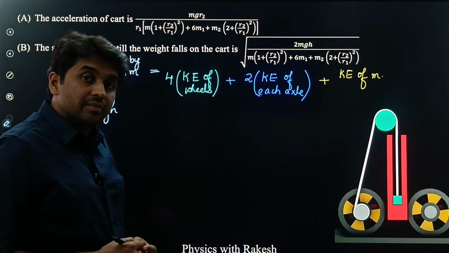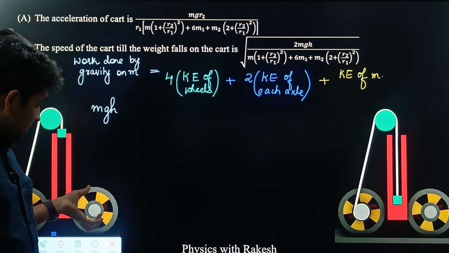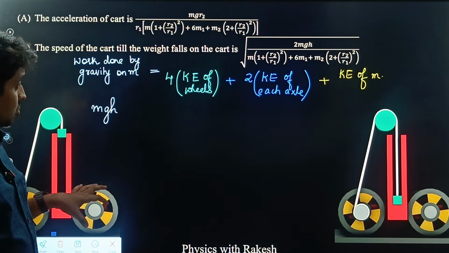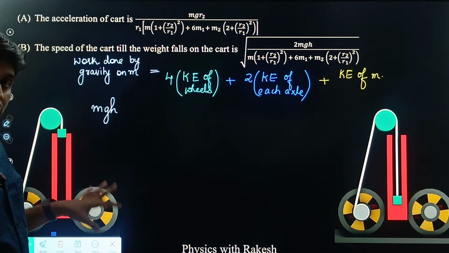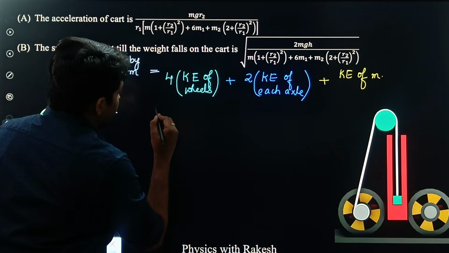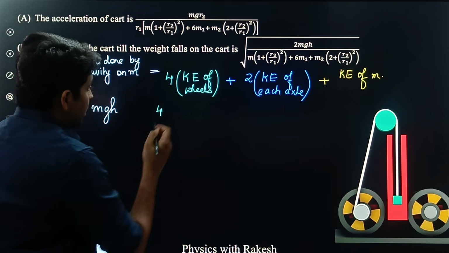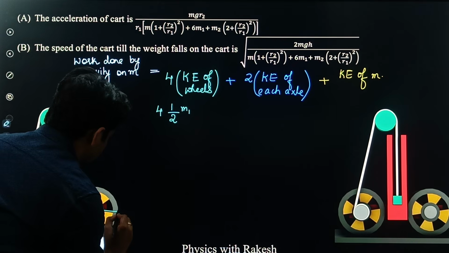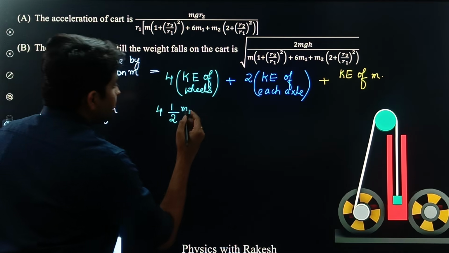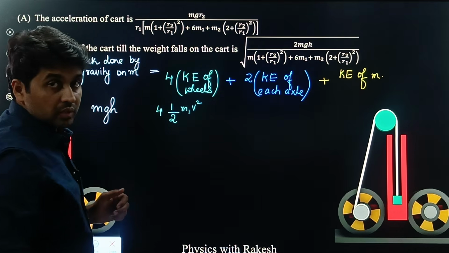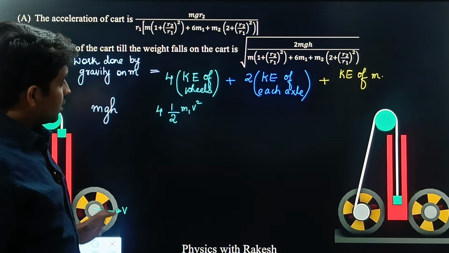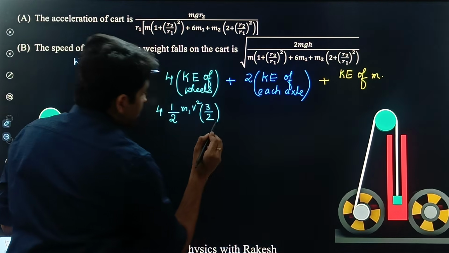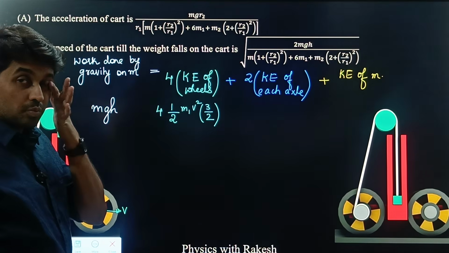4 times kinetic energy of the wheels. See, each of these wheels are in pure rolling. So what can I write? Tell me. This is 4 times, what is the kinetic energy? Half m1, the velocity, this is v, okay? Half m1 v square into 1 plus k square by r square. They are solid cylinders, so 1 plus k square by r square is 3 by 2.